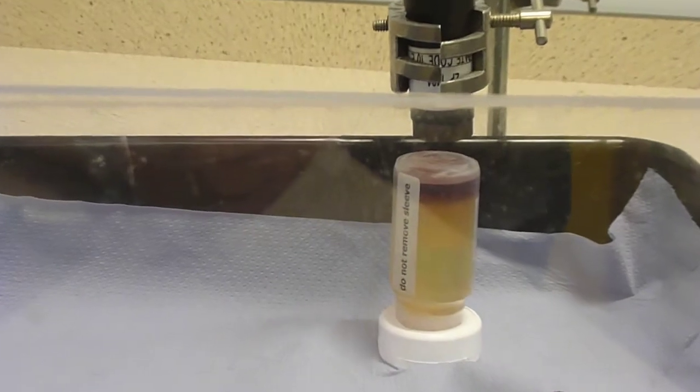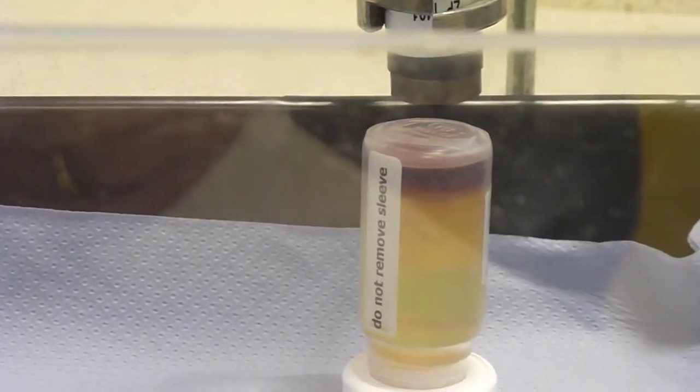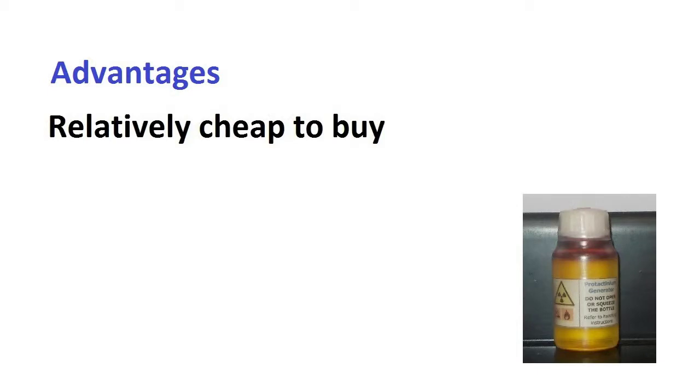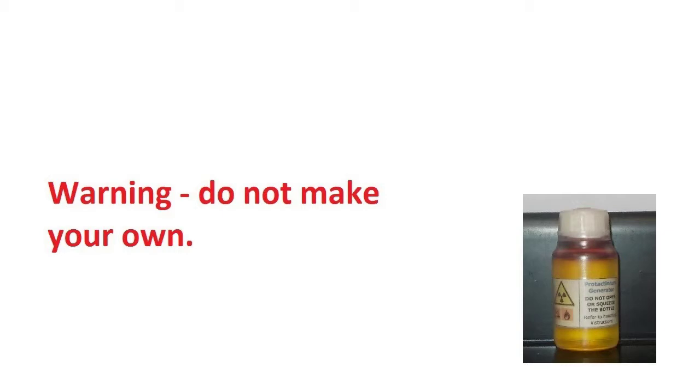Every half-life source has advantages and disadvantages. In the case of the protactinium generator, the advantage is that it is relatively cheap to buy. Now you may find make-your-own recipes online. Please do not under any circumstances try this.